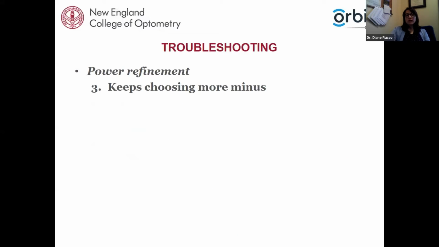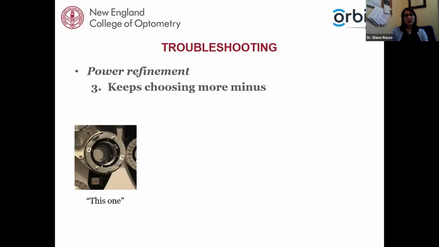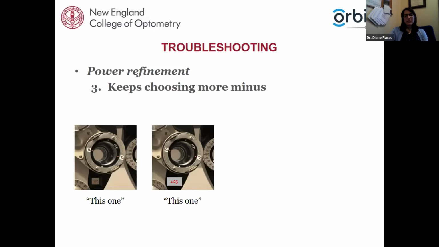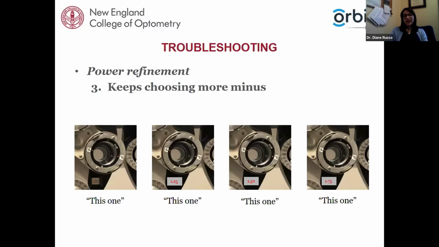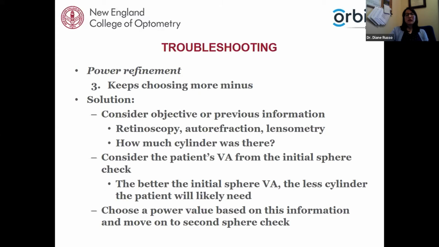So the third option that's a little bit more unique to the power refinement is that the patient keeps choosing more minus power. So they say, here's one option, I want this one. You increase the cylinder, they still want the red dots. Again, they want this option. So as you're going through step by step, they keep saying that they want more cylinder power, more power, more power, more power. Do you keep giving it to them is the question. So maybe or maybe not.